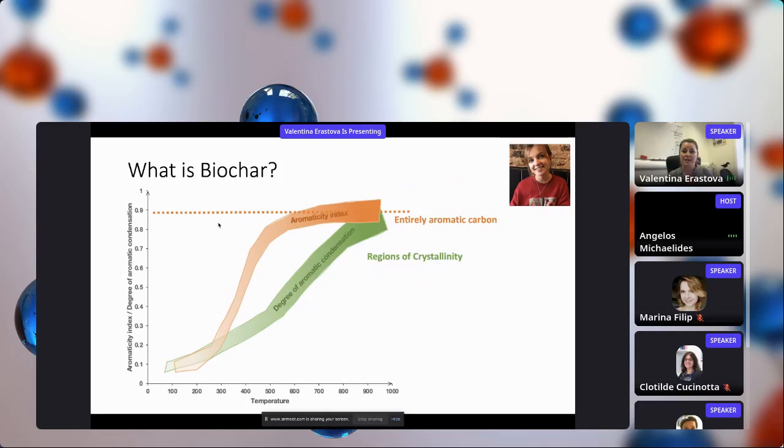She looked at the biochars, trying to explain them as a chemist and trying to model them, understanding the meaning of the production temperature here on this axis in Celsius, and also the aromaticity index or degree of aromaticity, because all of that terminology kind of comes in together, and we need to decouple it and understand what it means.